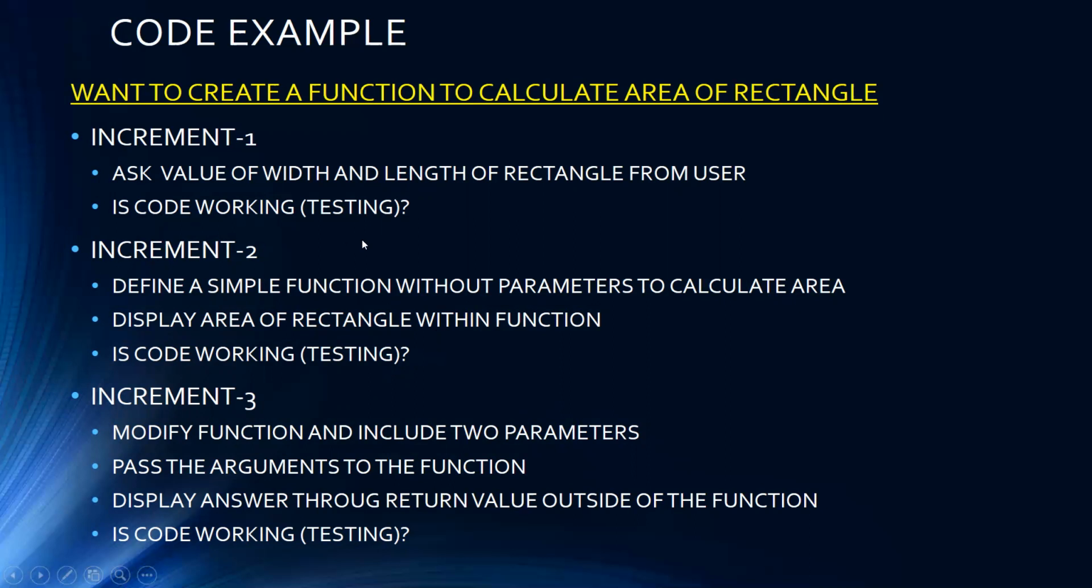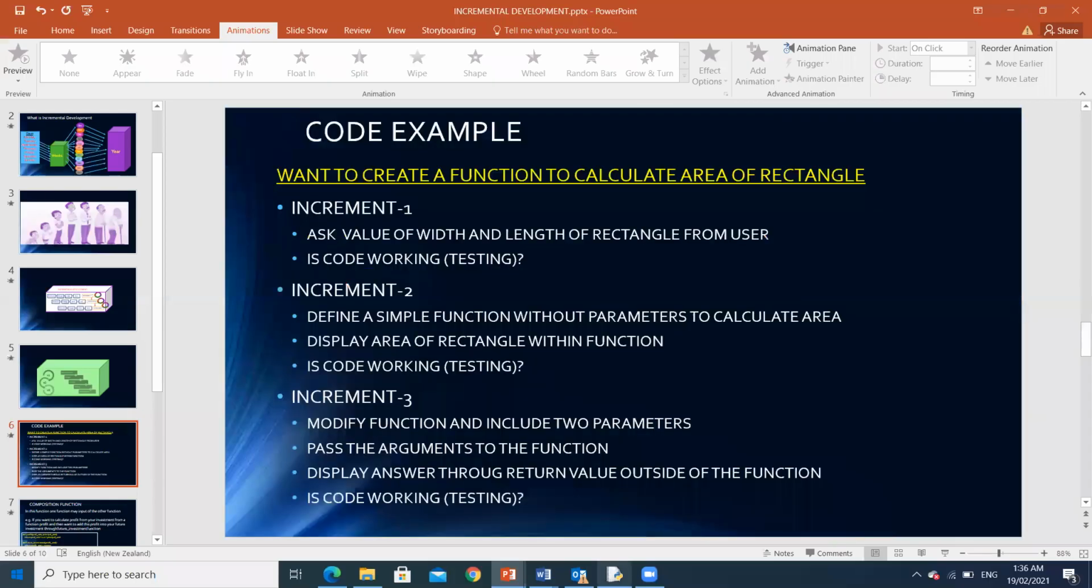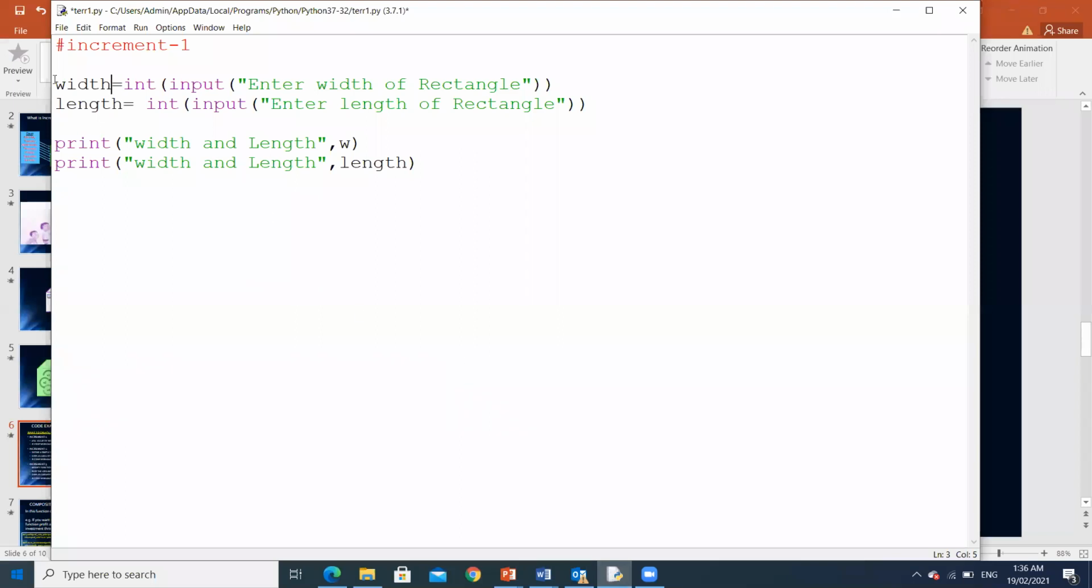So likewise, you keep on adding features and testing them, and this way you can finish your product in less time and with fewer bugs. Okay, now we will take an example here. For example, in increment 1, we are going to ask the user for the width and length of our rectangle, and then see whether it is working or not.